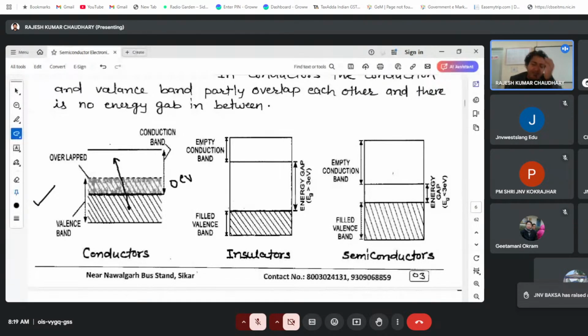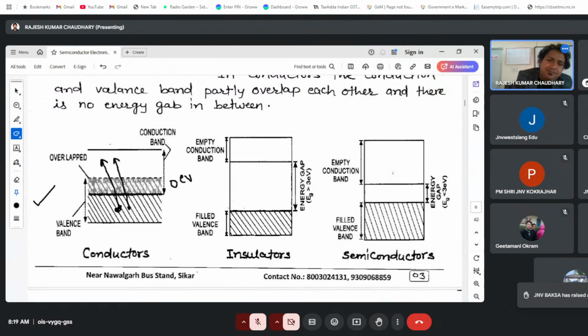Electricity only means this one. If an electron is easily moving, it will conduct electricity. Got it? So when an electron can easily go from the valence band to the conduction band, in this case there is no need to jump. It can just go very easily.